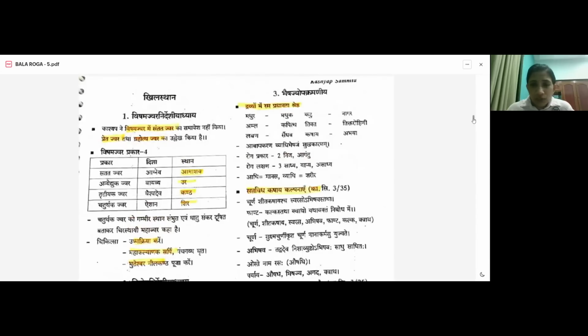And coming to the Bhaishajyopakramaniya, here he mentioned the Dravyas that are Shreshta in each Rasa. In Madhura Rasa, Madhuka is the Shreshta, and in Amla Rasa, Kapittha is Shreshta. In Lavana Rasa, Saindhava is Shreshta, in Katu Rasa, Nagara, in Tikta Rasa, Katurohini, and in Kashaya Rasa, Abhaya. So it's very important: Kashaya Rasa Abhaya, Lavana Rasa Saindhava, and Amla Rasa Kapittha. So note these 3 points. Okay.